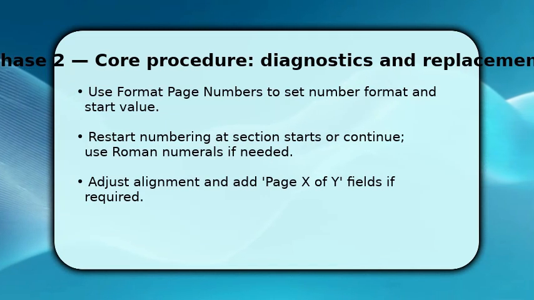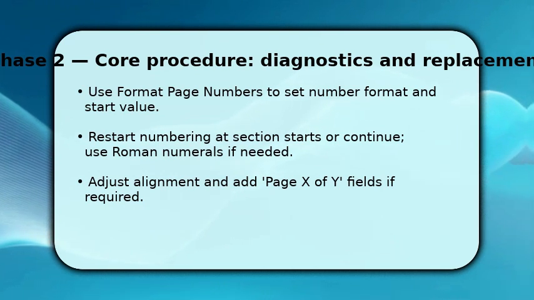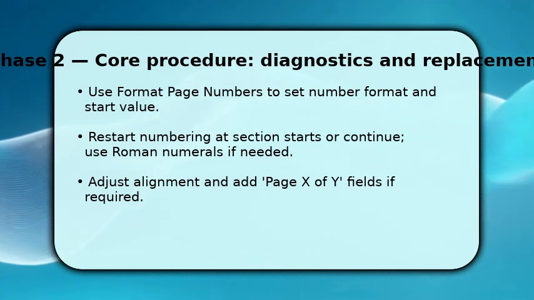Now you configure how numbers appear. With the cursor in the header/footer, choose Format Page Numbers to set numeric or Roman formats and pick a start value. For example, start at 1 or continue from previous. If a section needs restarting, set Start at 1. Otherwise, select Continue from previous.